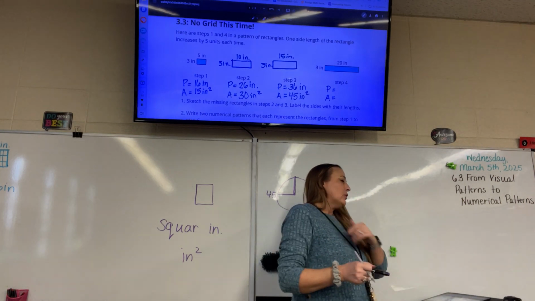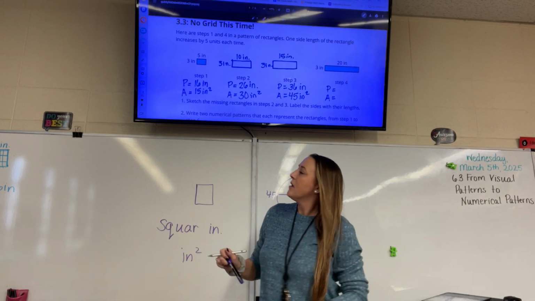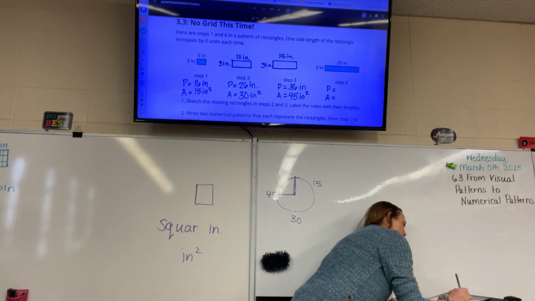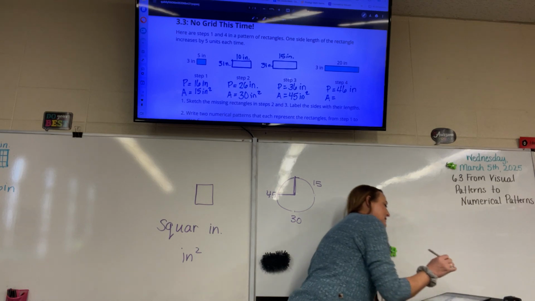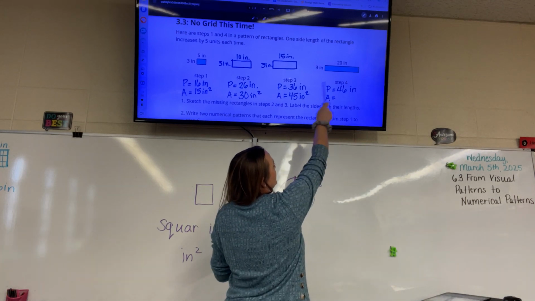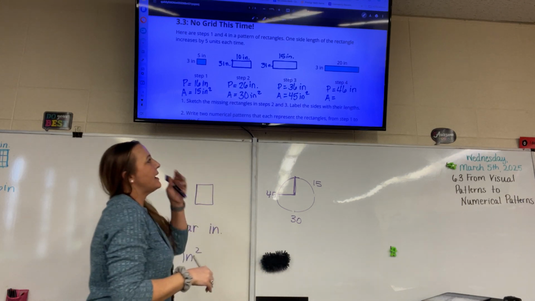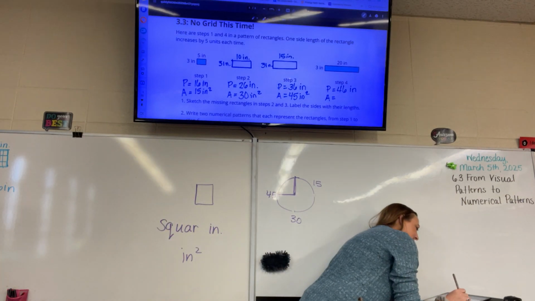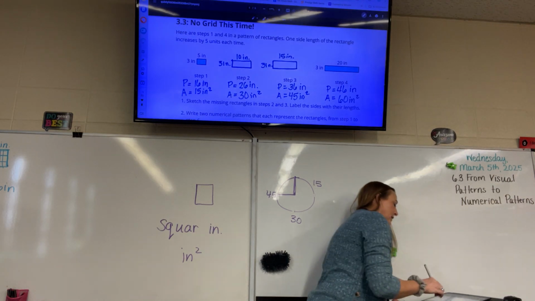What is the perimeter on the last one? Macy? 46. Yes, girl. 46, because 20 plus 20 is 40, and 3 plus 3 is 6, and 40 plus 6 is 46. And Evan, what is the area of step 4? 60 inches squared, or square inches.